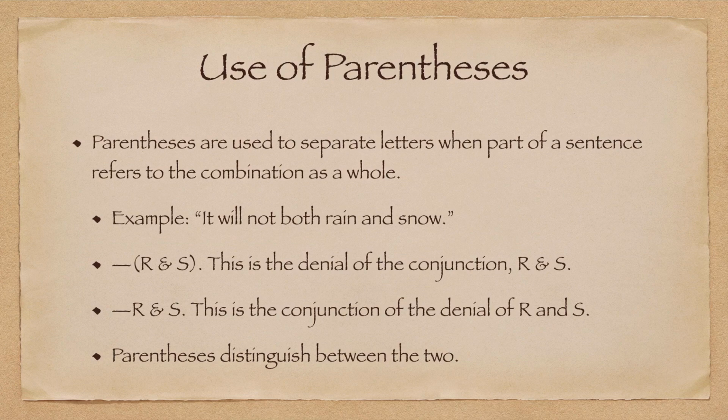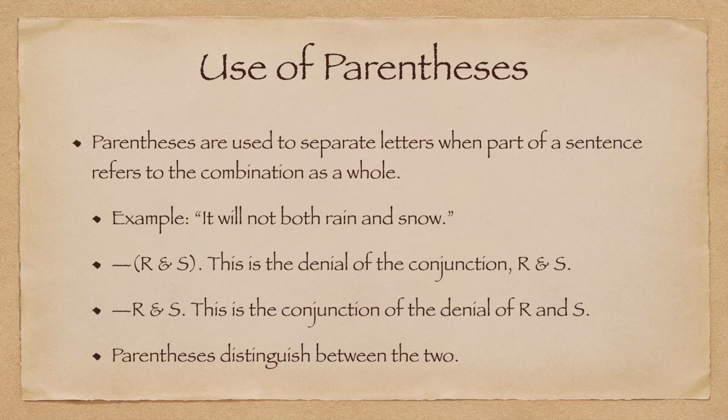Having demonstrated how the logical equivalence definition works, it's time to make an observation about parentheses in logic. We use parentheses to separate letters when part of a sentence refers to the combination as a whole. Let's look at our second sentence from our discussion of logical equivalence to see what happens if we do not include the parentheses. Our example sentence was, it will not both rain and snow. We used dash, open parentheses, R, ampersand, S, close parentheses, to demonstrate logical equivalence. But why didn't we use dash R, ampersand, S?